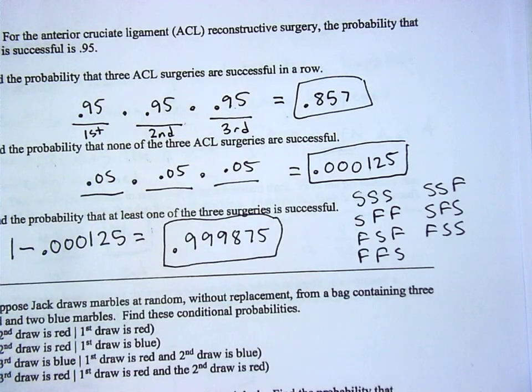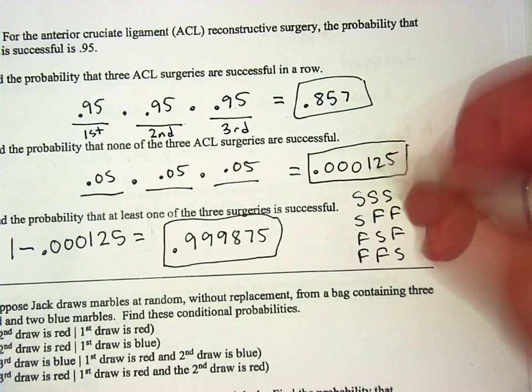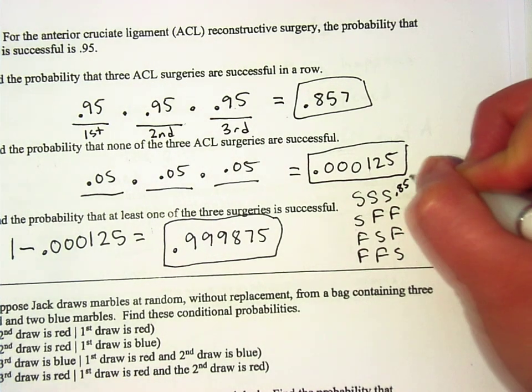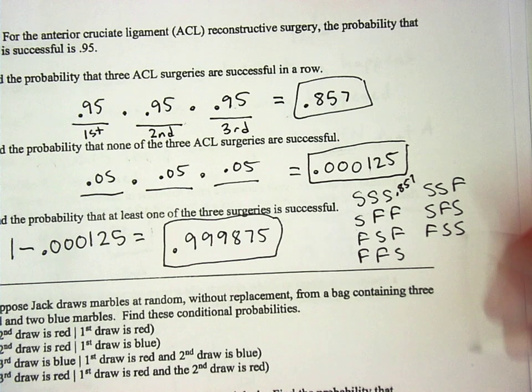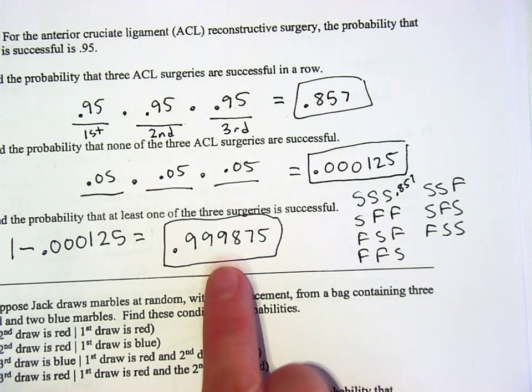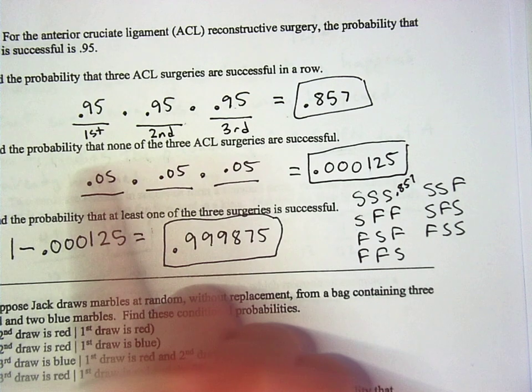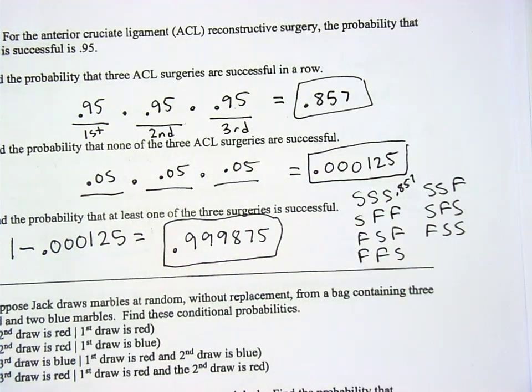So find the probability that at least one of the 3 surgeries is successful. Again, just to talk through it one more time, we could have figured out that this one right here is 0.857. We could have figured out the probabilities of all of these and then added all of those numbers together and it would have made that. Or we can just say, look, the only thing that can't happen is none of them are successful, so we'll subtract that from 1 and we got it. Complements are often easier than figuring out the actual probability.